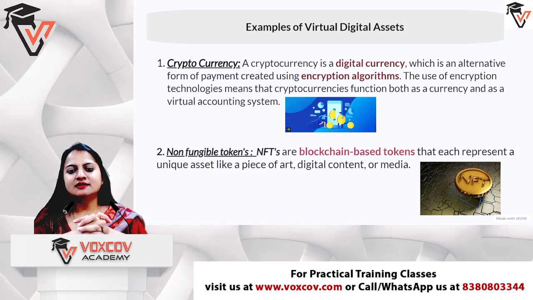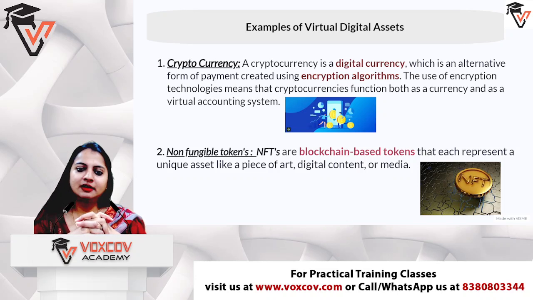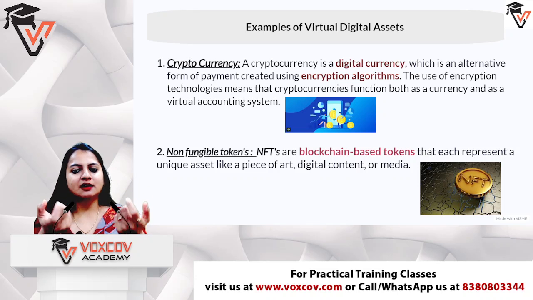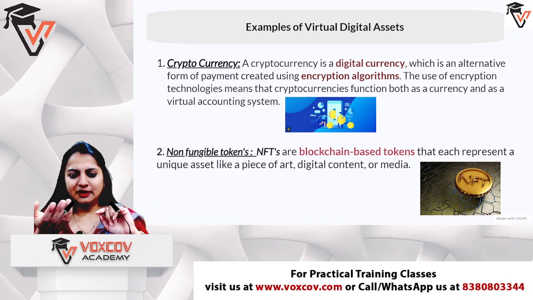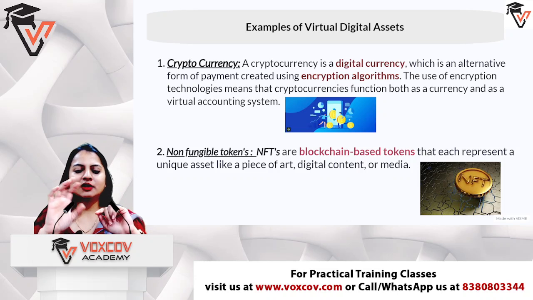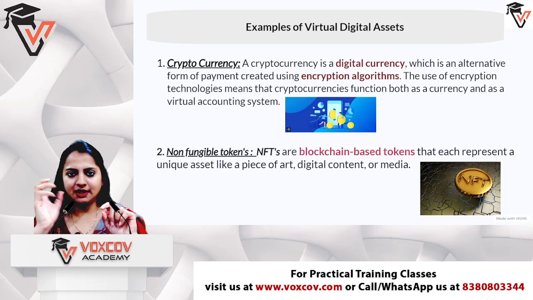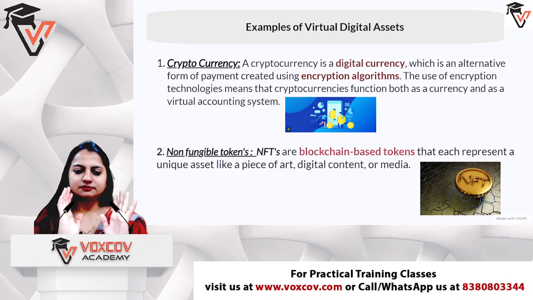Cryptocurrency is a digital currency which is an alternative form of payment created using encryption algorithms. So for cryptocurrency, encryption is used and it is a form of digital currency. The use of encryption technologies means that cryptocurrency functions both as a currency as well as a virtual accounting system. Non-fungible tokens are a type of cryptocurrency, but they use the blockchain concept for this unique area.